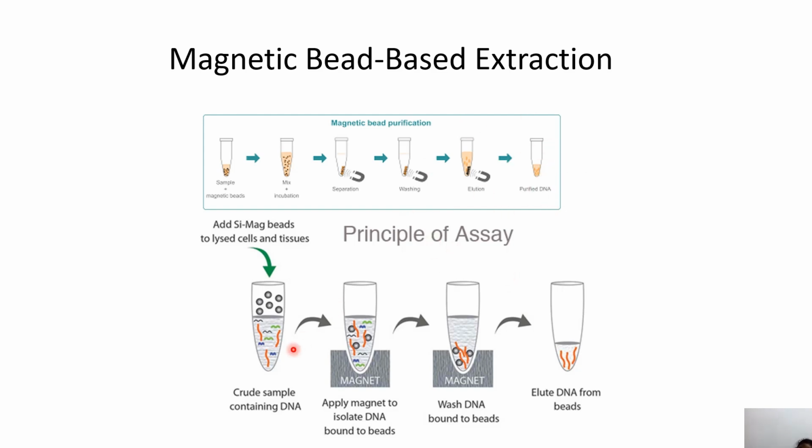That is the principle of the assay. So you add the crude sample containing the DNA, apply magnet to isolate the DNA bound to beads, and then you wash DNA bound to beads and elute DNA from the beads.